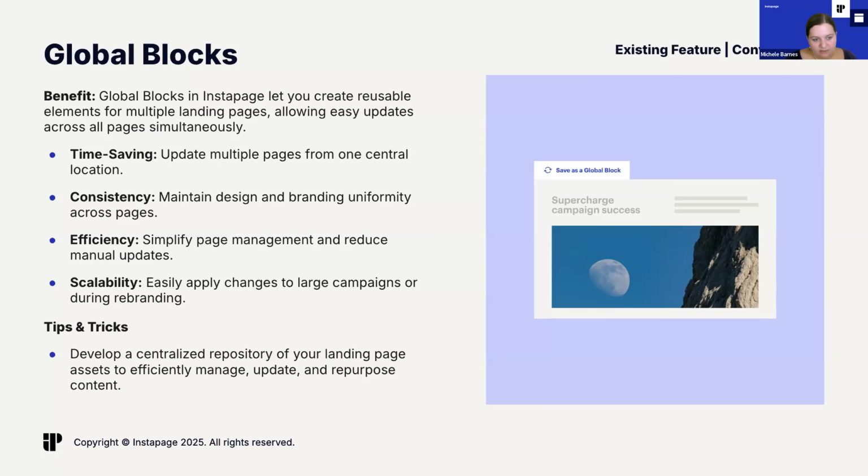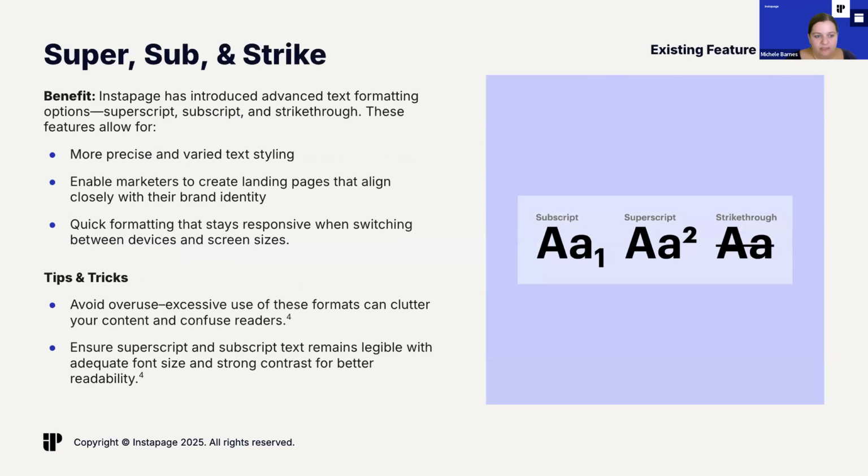So our next item that we want to review today is one of our design features, which is super, sub, and strike availability inside of the platform. So Griffin, can you tell us a little bit about that? Yeah, these advanced formatting options give you more control over your text. So whether you want to strike out a price to highlight a deal or add a superscript for a disclaimer, these options make it possible with just a click and no coding needed.